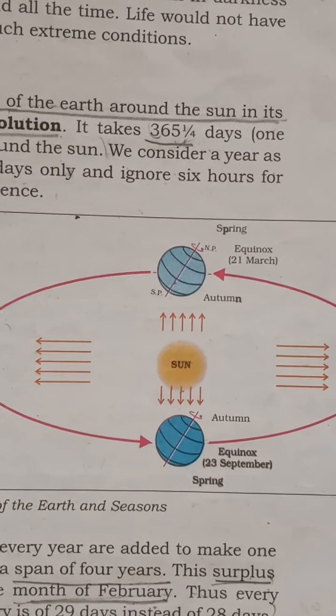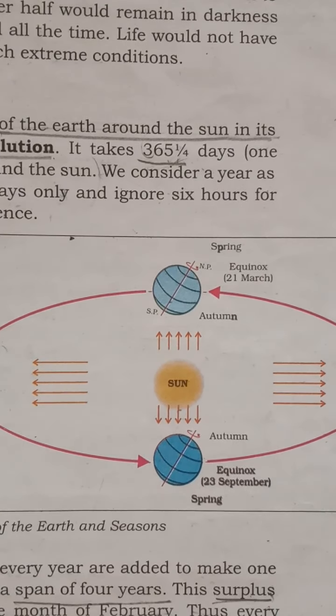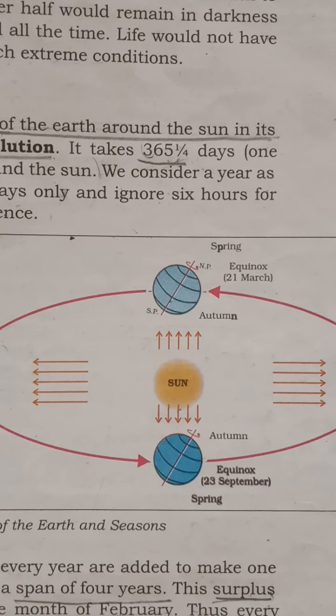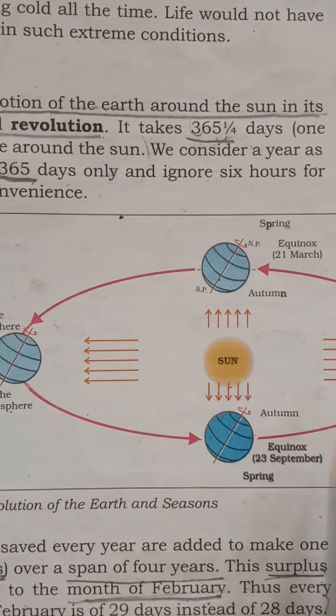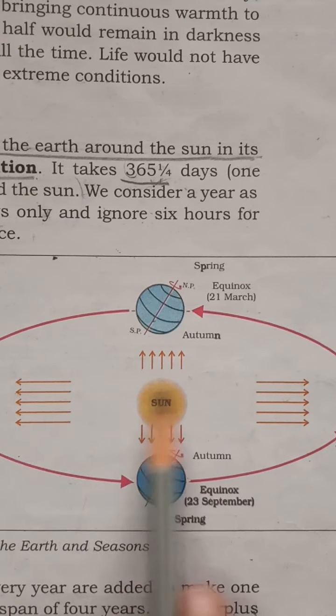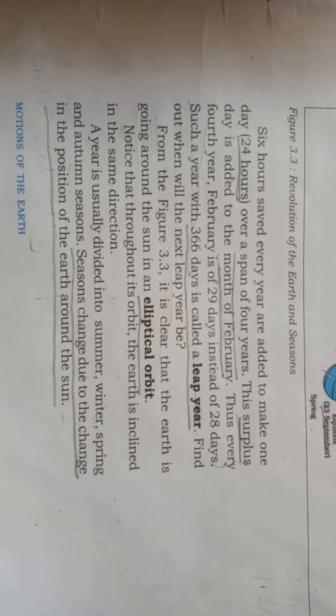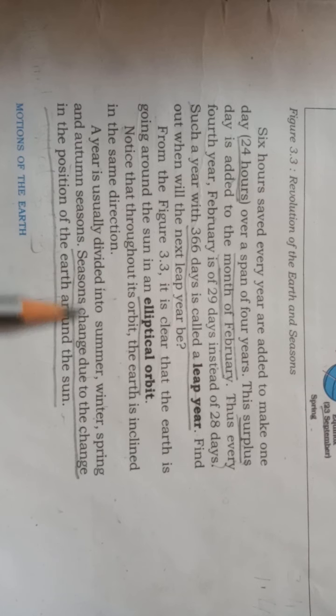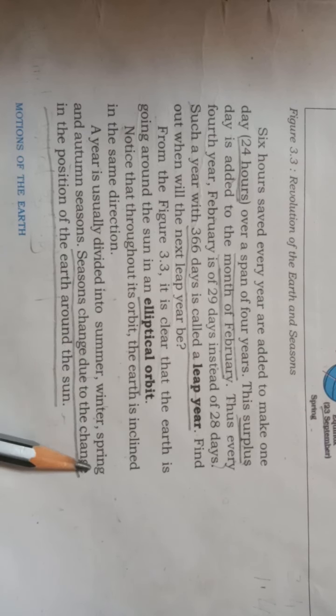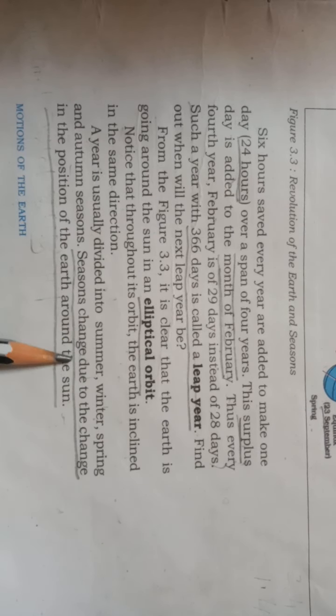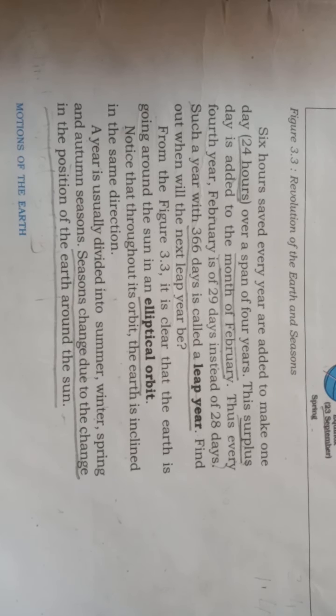Now see figure 3.3, this one. From this you will see that the earth is going around the sun in an elliptical orbit. See the orbit, it is not round, it is oval, elliptical. A year is usually divided into summer, winter, spring and autumn seasons. The seasons change due to the change in the position of the earth around the sun. How it happens, we are going to see in this diagram.